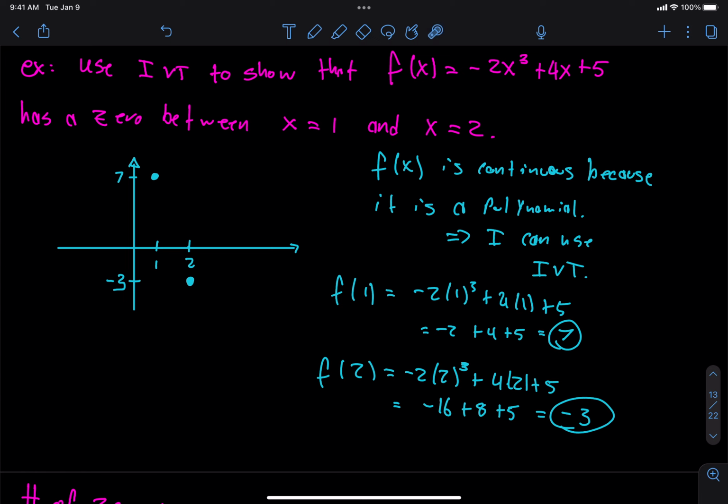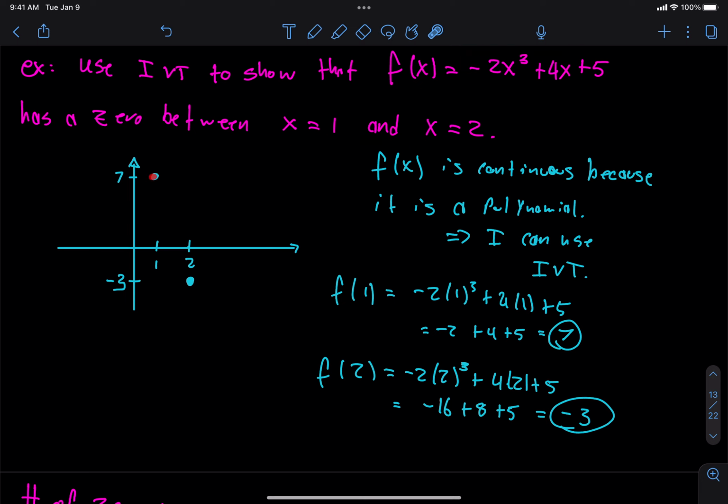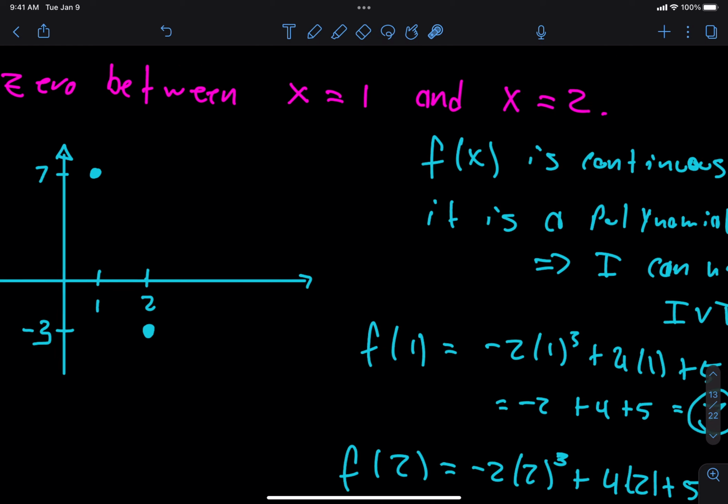So can someone help me finish this off? Why should it be true that the function f of x has a 0 between x equals 1 and x equals 2 based on this picture? Why should that be true? Because the function is continuous, those lines will connect, and therefore it has to go through y equals 0. Yeah, exactly. Griffin's got the right idea.